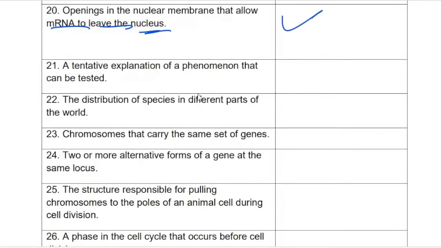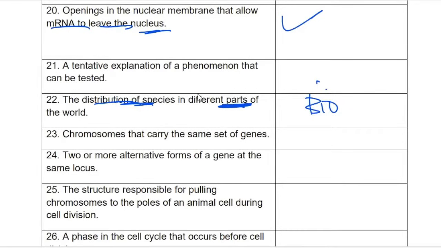You see now, it's a tentative. So it becomes a what? A hypothesis. Yes. Distribution of species in different parts of the world. Different parts of the world is geography. But distribution of species, so it must be linked to bio. So it becomes biogeography.